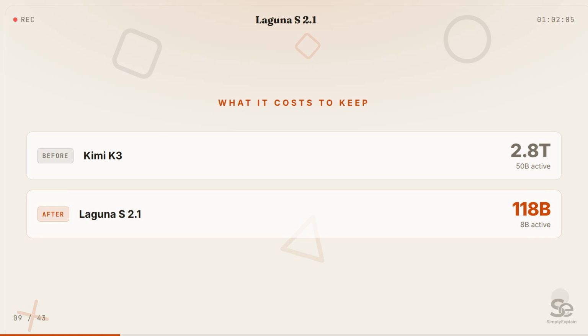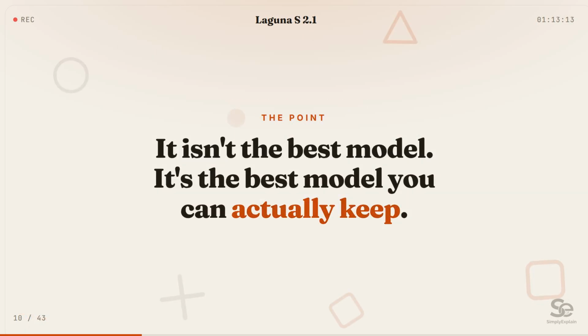But look at what those models cost to run. Kimi K3 is 2.8 trillion parameters. Laguna is 118 billion with 8 active. It isn't the best model. It's the best model you can actually keep.